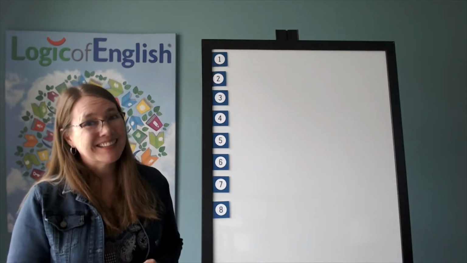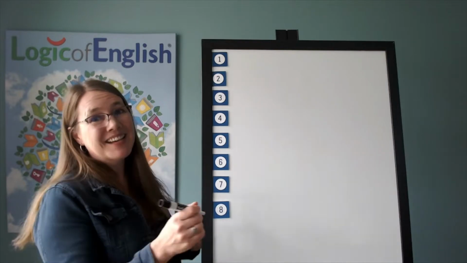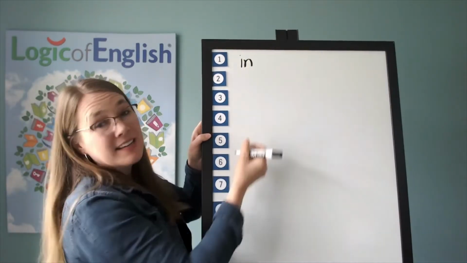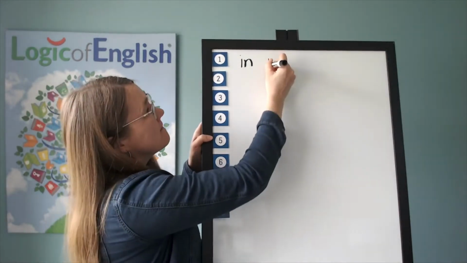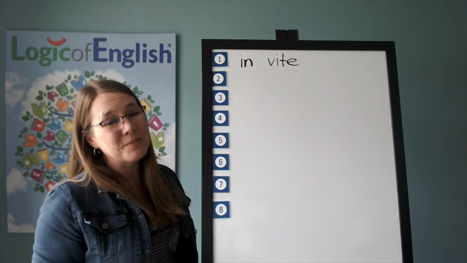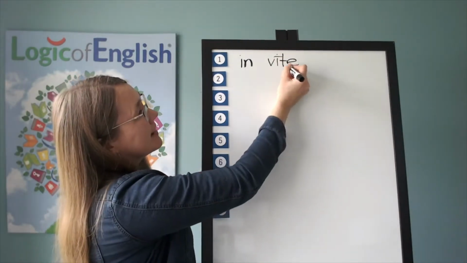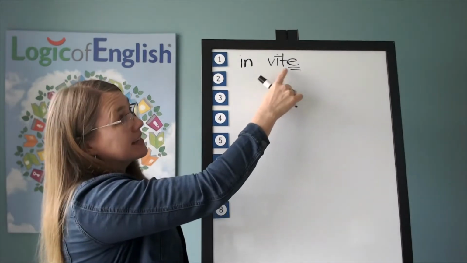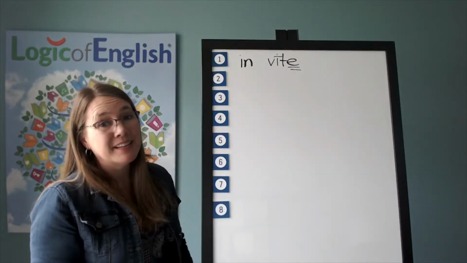Invite. Excellent. Now help me to write it. The first syllable is in. In. The second syllable is vite. V-I-T. Silent final E. How do we mark it? We'll put a line over the I and we'll double underline the silent final E. And the vowel said its long sound because of the E. Let's read it.